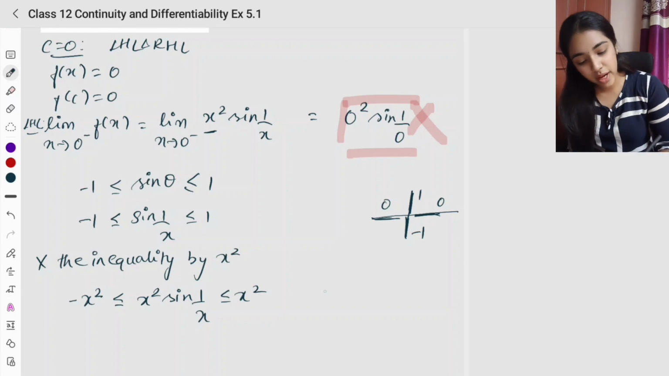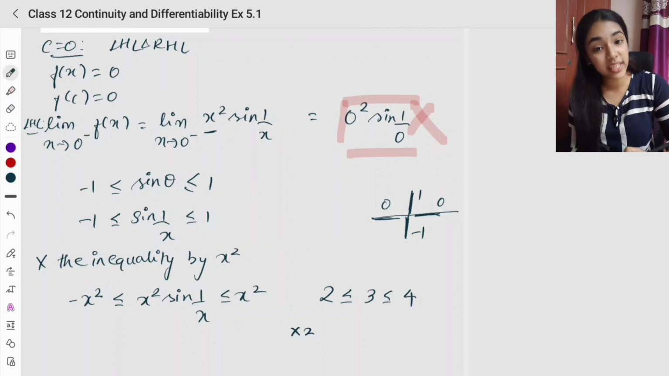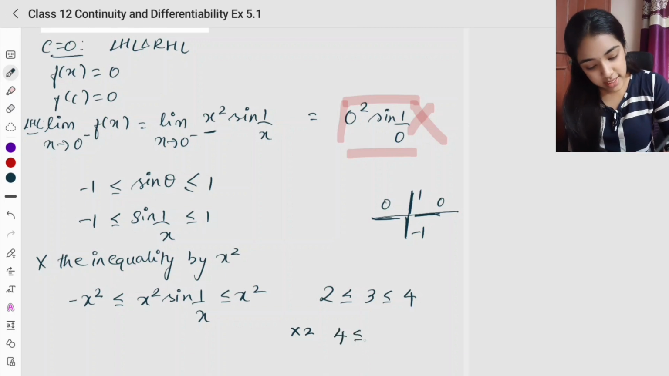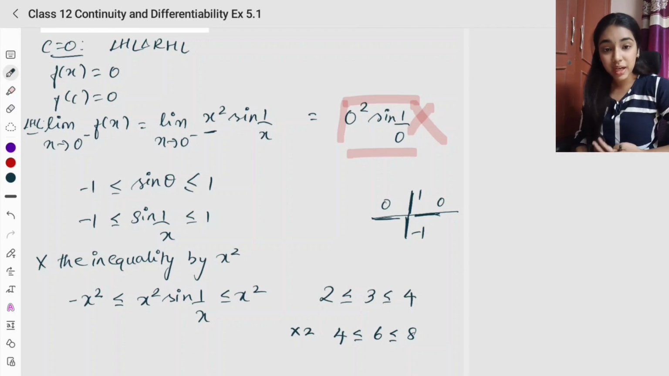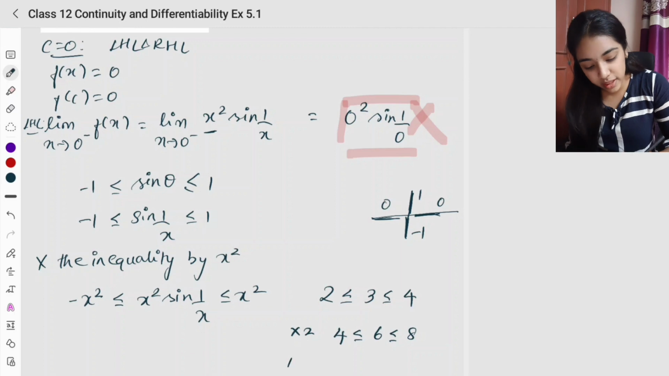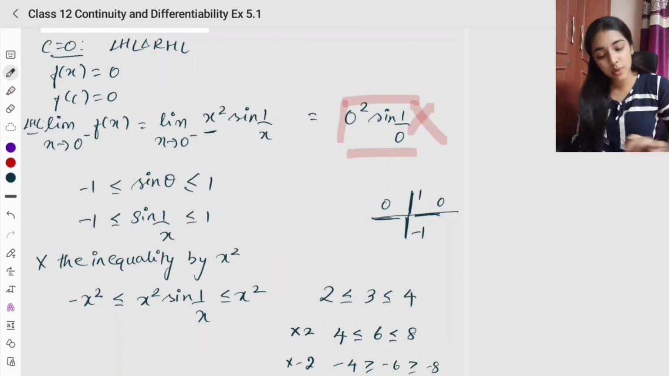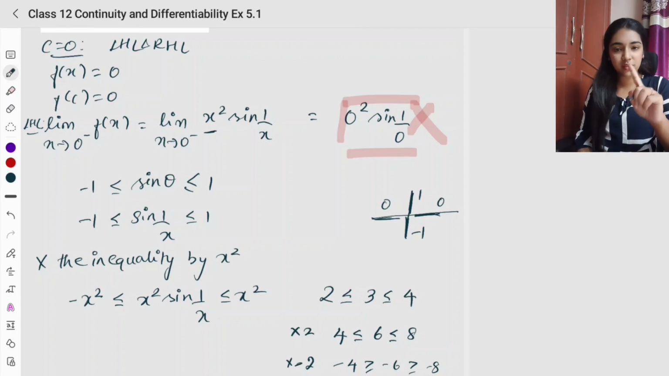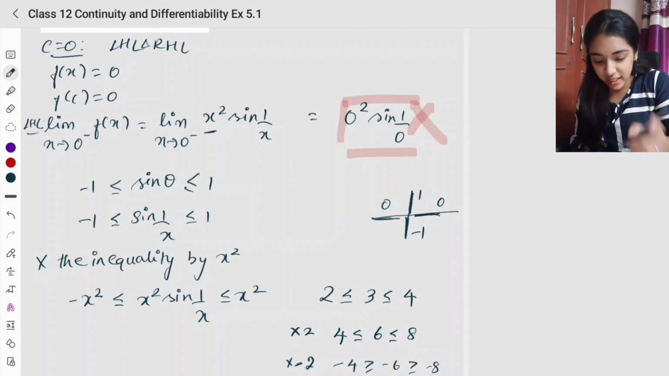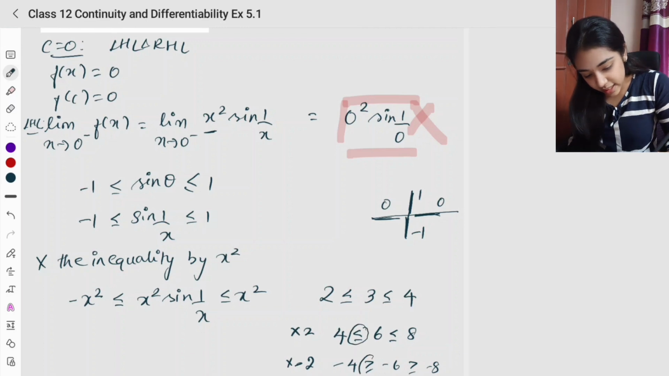Do you agree? So you have 2 less than or equal to 3 less than or equal to 4. When I multiply the whole inequality by 2, I am going to have 4 less than or equal to 6 less than or equal to 8. Does it change the inequality? No, it does not change the inequality. Multiplying by a negative number is going to change your inequality. If we multiply by -2, I am going to have -4 greater than or equal to -6 greater than or equal to -8. You agree? So when I multiply with a negative number, your inequality is going to change. Greater than will become a less than and less than will become a greater than. Correct? In that, the less than symbol changed to greater than when I am multiplying with a negative number.